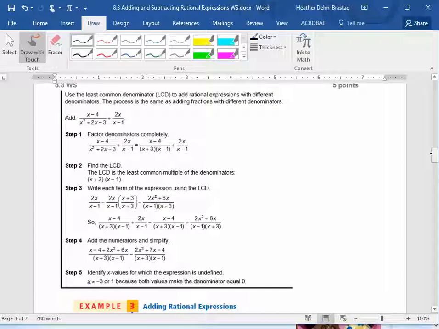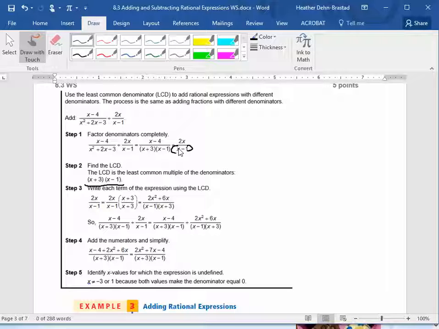In this example that's on your worksheet, you can see that first you have to factor everything that you can factor. So the first fraction, x squared plus 2x minus 3, factors into x plus 3 times x minus 1. And the other one already had an x minus 1. So the least common denominator is, the first one has everything, it's going to be the x plus 3, x minus 1. So the first fraction has everything it needs. The second fraction needs the x plus 3 part. So the second fraction needs to be multiplied by x plus 3.